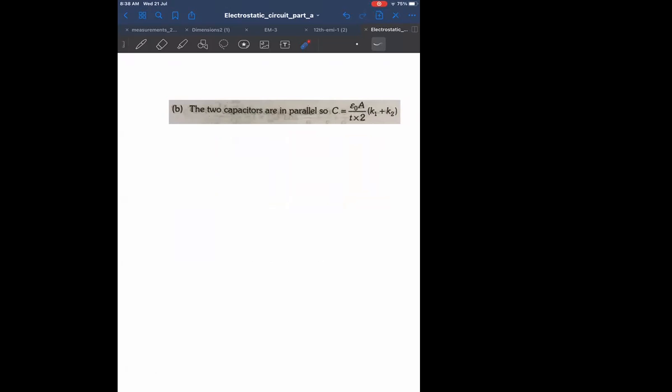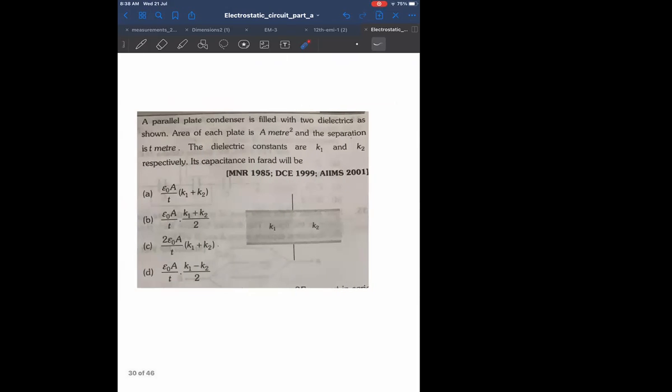Just check Virali and tell me whether you have got your message. I didn't understand why the 2 came in the denominator. 2 times, no? T is 2 times. AK epsilon naught by distance plus AK epsilon naught by distance. Okay. Understood.